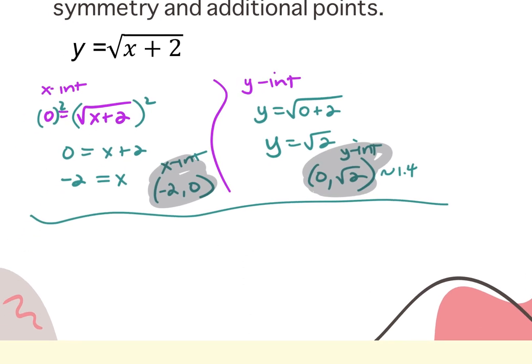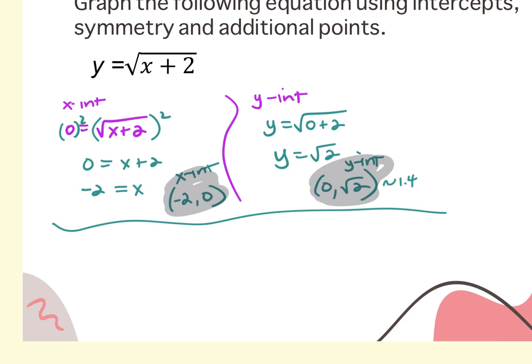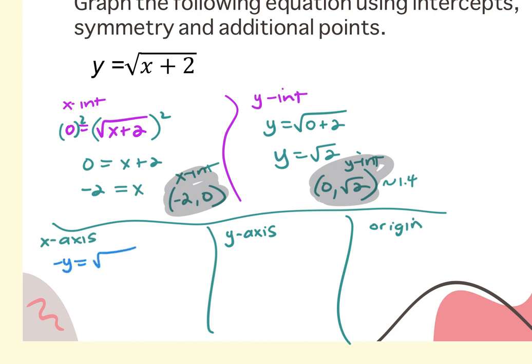Then we did the symmetry. So x-axis, y-axis, and origin. What do I do for x-axis? Good. Change the y to negative y. If I can simplify it, I do. I compare it to the original. It is not the same, nor has every term changed signs. So this fails the x-axis symmetry test.